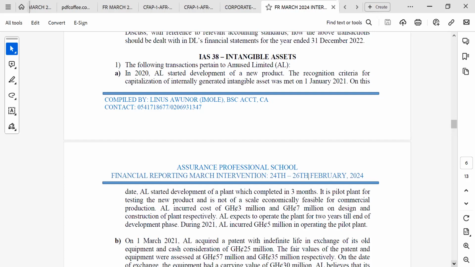No. Okay. Why are you developing the machine? The plant that you constructed, what's the purpose of it? Is to test. It's not to produce. Can you go ahead to the next stage of the production if you are not testing the previous stage? Can the production go on without testing? No. Okay. So they are saying that this particular machine is expected to operate the plant for 2 years till the end of the development phase.